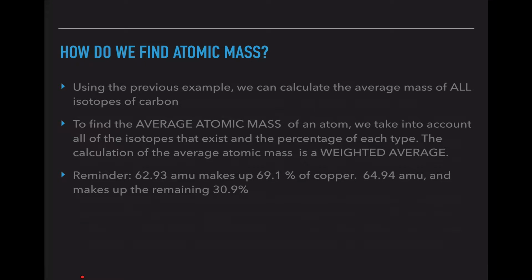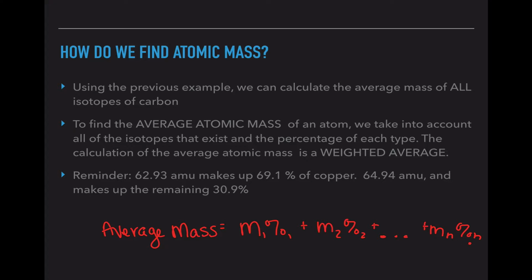So if we use that previous example, we can calculate the average mass of all of the isotopes of copper. In order to do this, we have to take into account all of the isotopes and the percentage of each, and we have to calculate what's called a weighted average. So our average atomic mass is the first mass times that percent, plus the second mass times that percent, and so on, until we have all of the masses accounted for of the different isotopes. So this little n just means that we can have an infinite number if there are that many isotopes.